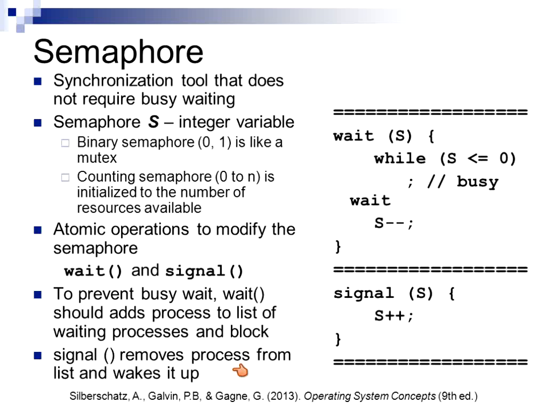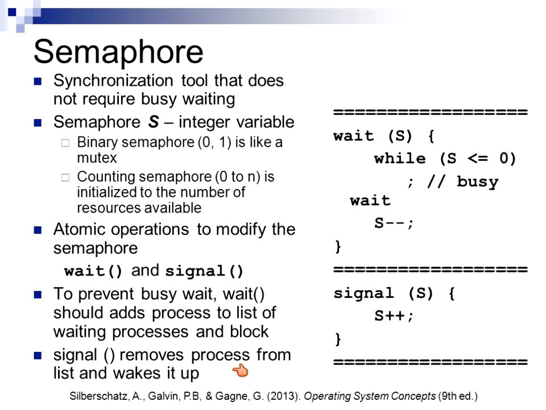The way we can prevent the busy wait, remember I said a semaphore, if it's written like we see here, still has a busy wait in it. In order to prevent the busy wait, a signal can actually remove a process from a list and wake it up.